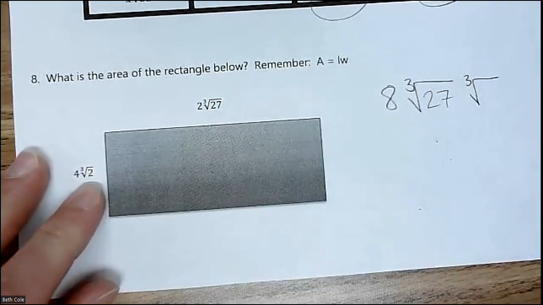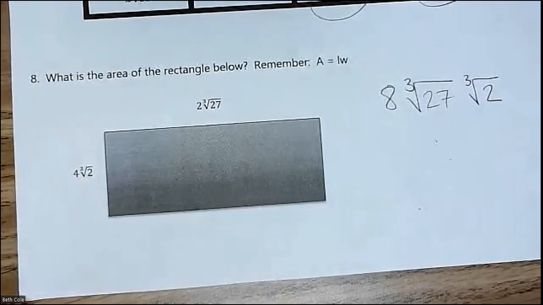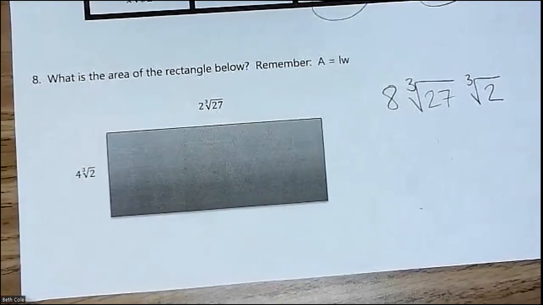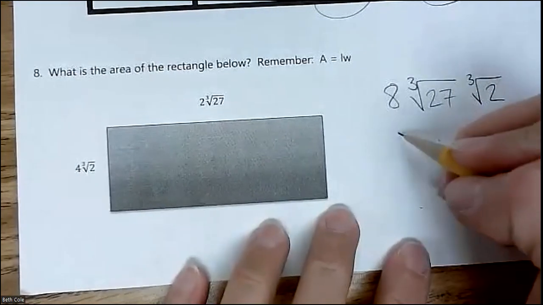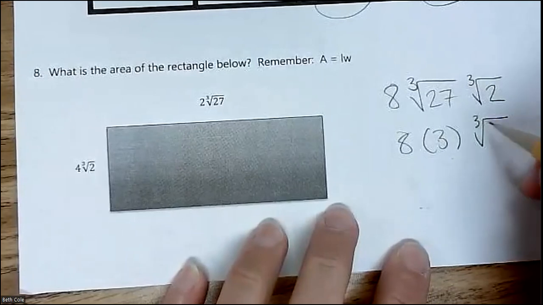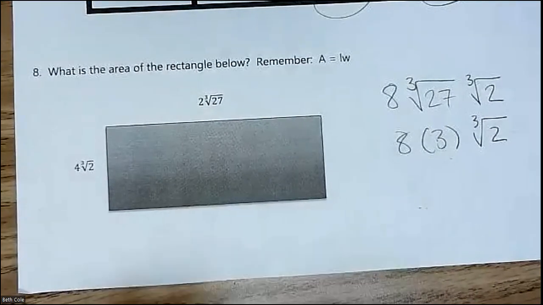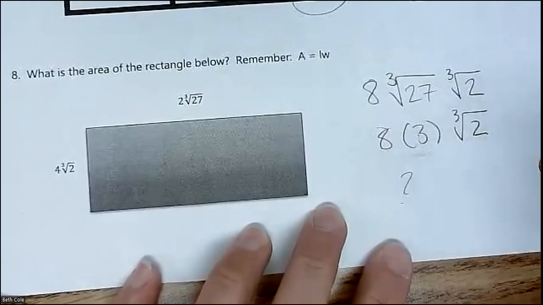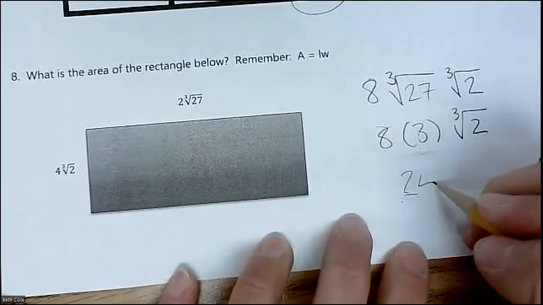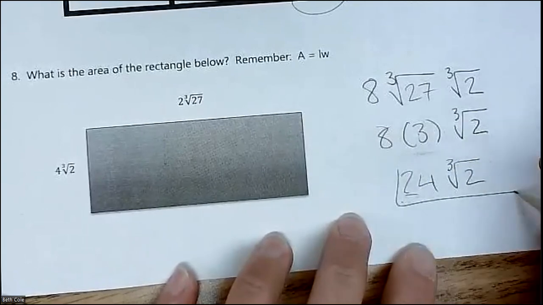And then what's the other one? 2. I did that because 27 is on the list of cubes. Do you see that there? What is your cube root of 27? Is 3. And then you would just multiply these. So what's your final answer? 24. Oh, good. Well said. 24 cube root of 2.